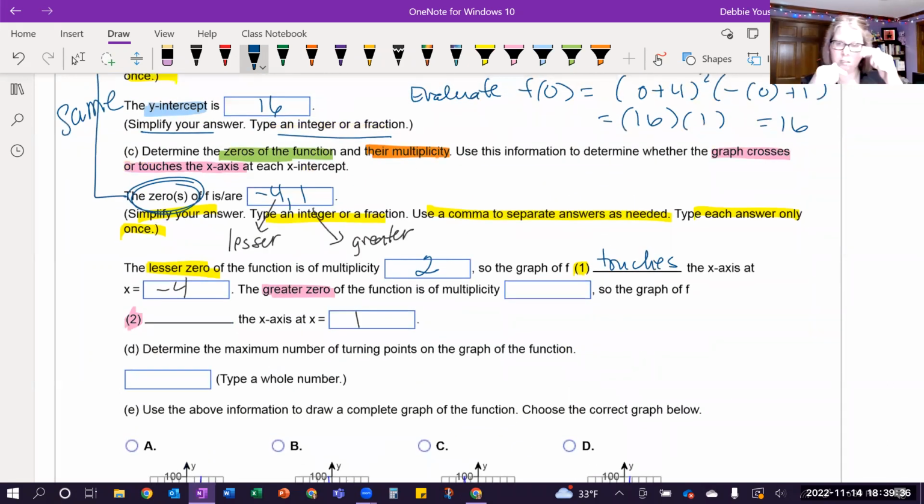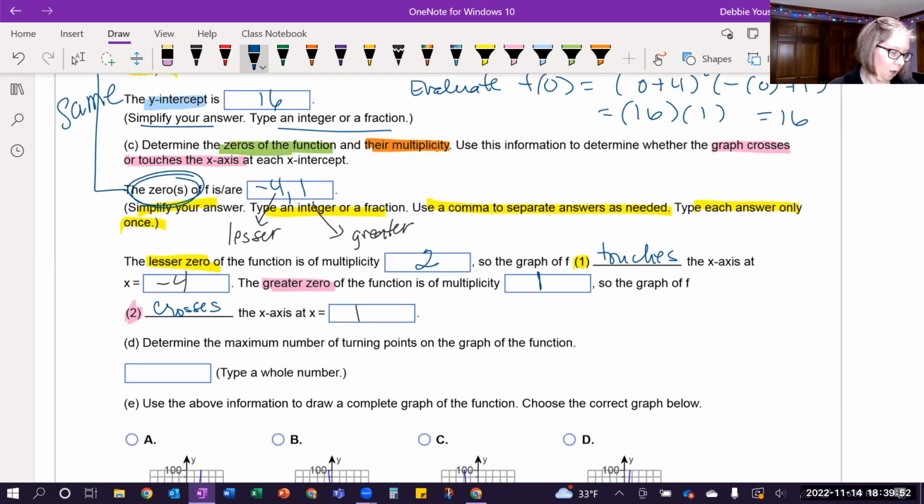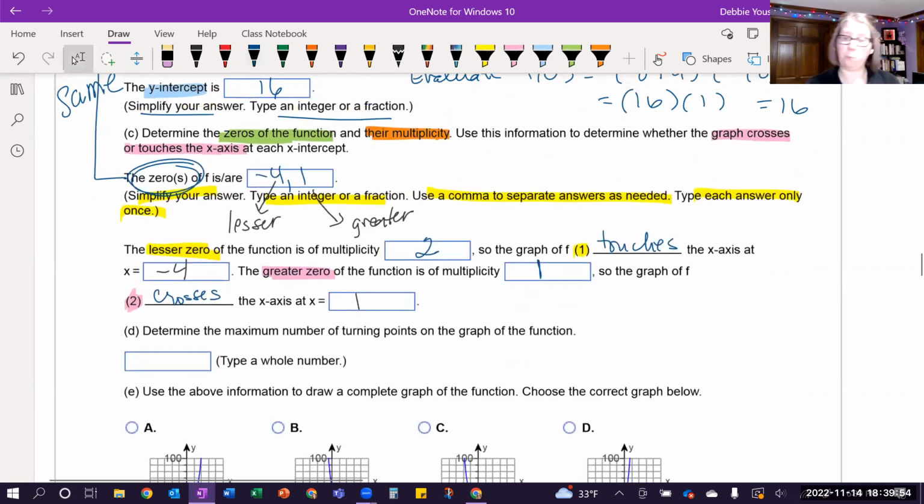It would be a toggle in my lab, but because I printed it, I have to write it in. And then the greater zero had a multiplicity of 1, which was odd. So it's going to be so that the f crosses at x equals 1. Okay. All right. Because I see a lot of students miss points on this because they just get stuff in the wrong boxes. Right? There's so many boxes there to put info in. Just pay attention to which ones you're putting it in.